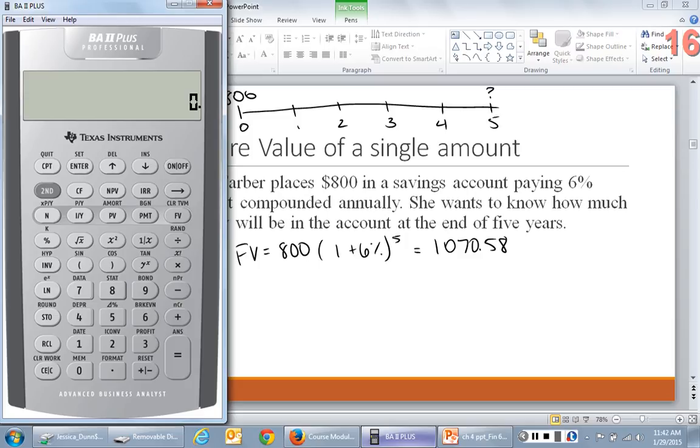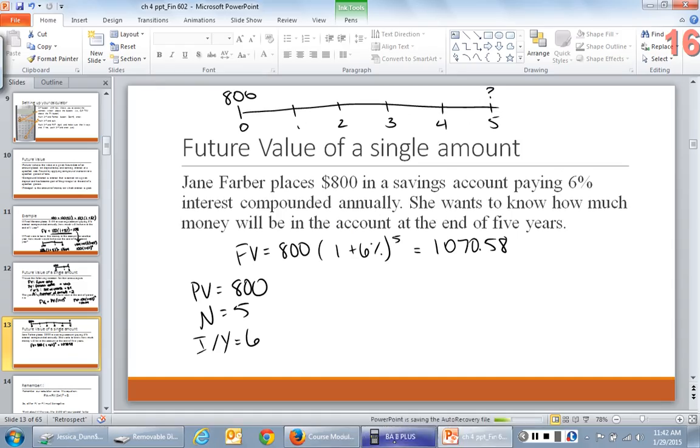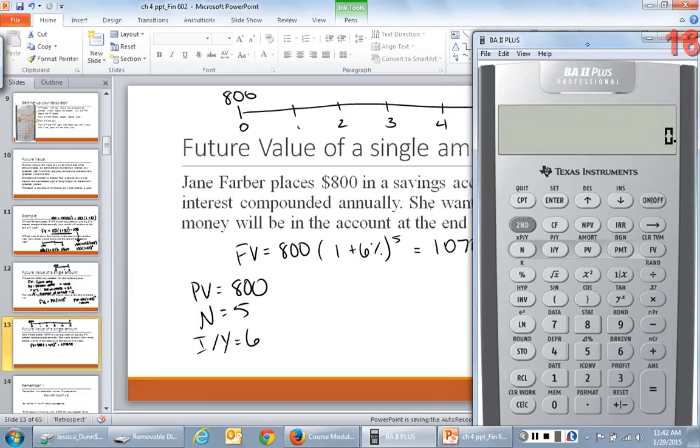So we can enter these in. Let me write them down first. So we're wanting to know the future value. We know the present value is 800. N is 5. The interest rate is 6. And we're wanting to know the future value. So we can solve for future value now. We just enter these in.